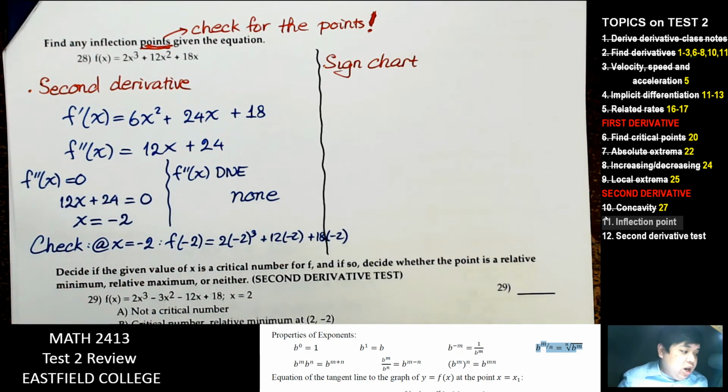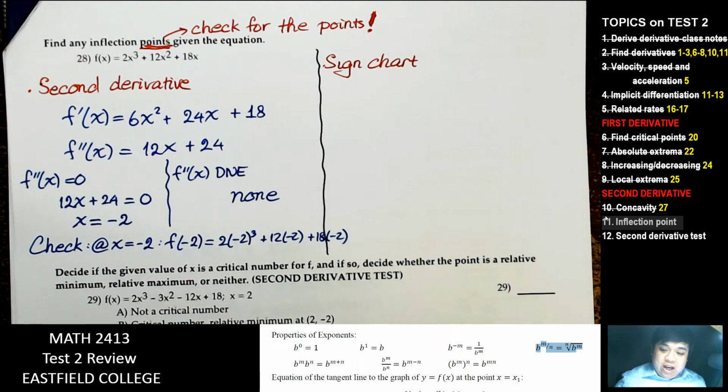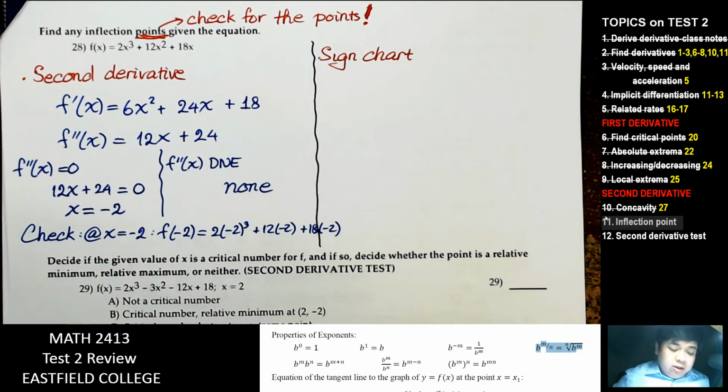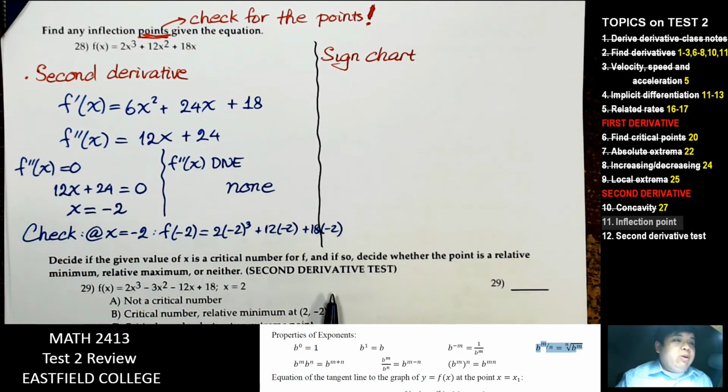And every time we check for the point, we need the y values, and the y values come from the original function. Once again, minimum, maximum, inflection point, critical point, all of that require the y values, which means the original function. I use a calculator for that.